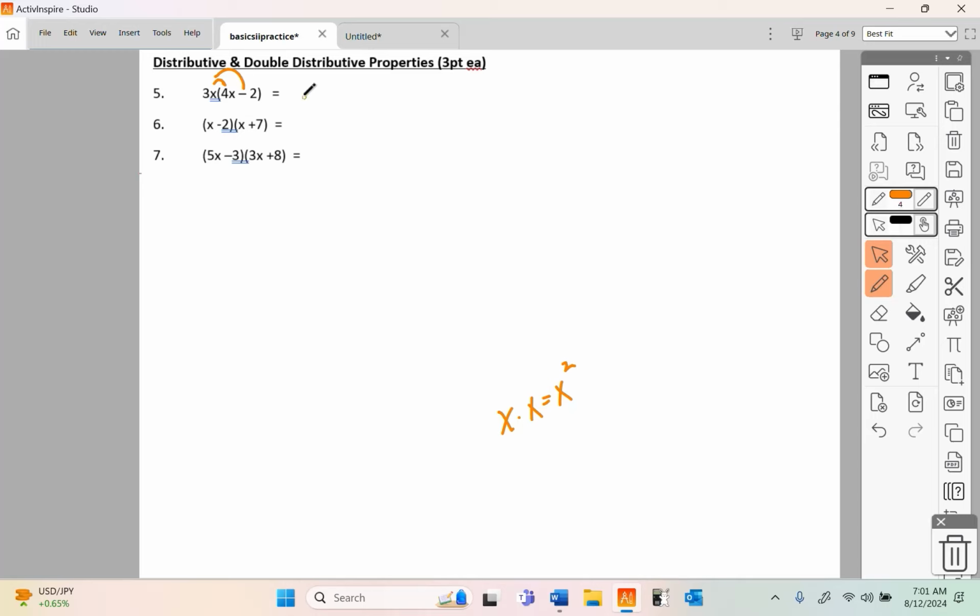So 3 times 4 is 12. X times x is x squared. And then 3 times 2 is negative 6. And then x, because it's just along for the ride.